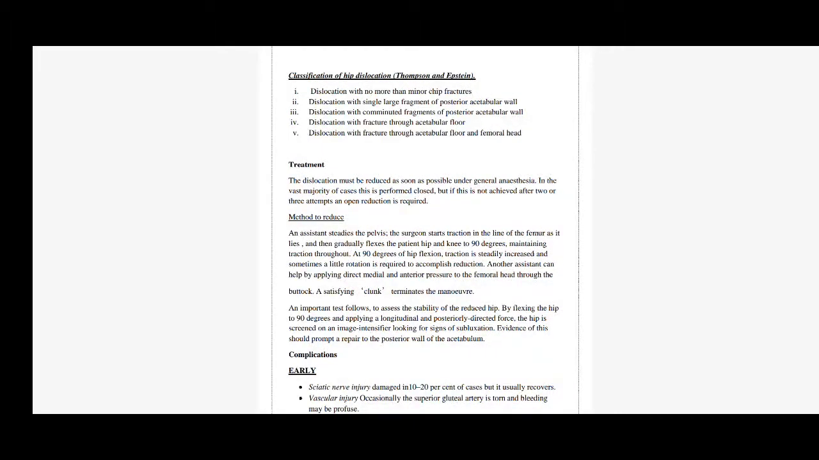Treatment of posterior hip dislocation. The dislocation must be reduced as soon as possible under general anesthesia, or even sedation if the theater is not available. In the vast majority of cases, this is performed closed. As we know, the principle of fracture or dislocation management is reduction, hold, and exercise. So the reduction is either closed or open. This type is usually reduced in a closed fashion. But if this is not achieved after 2 or 3 trials, especially if associated with a fracture dislocation, then go for open reduction.